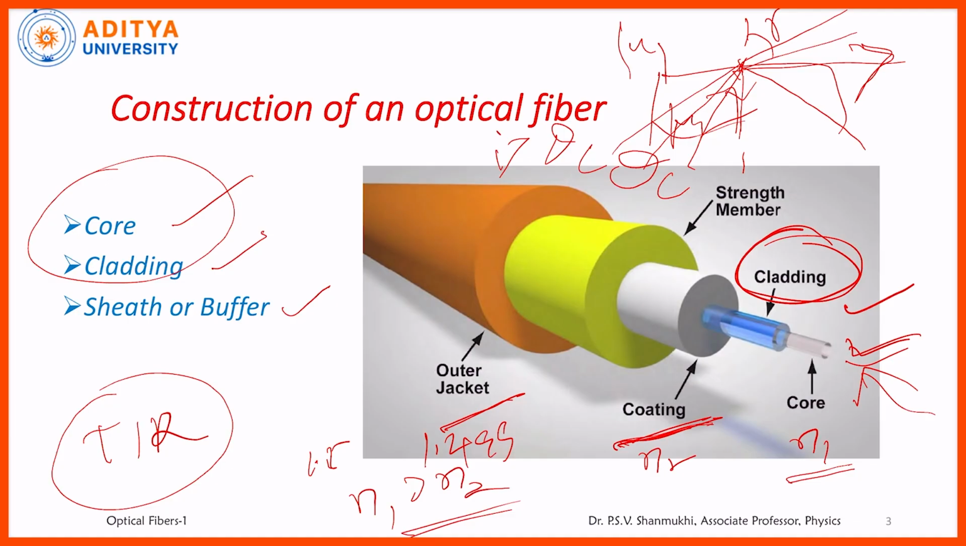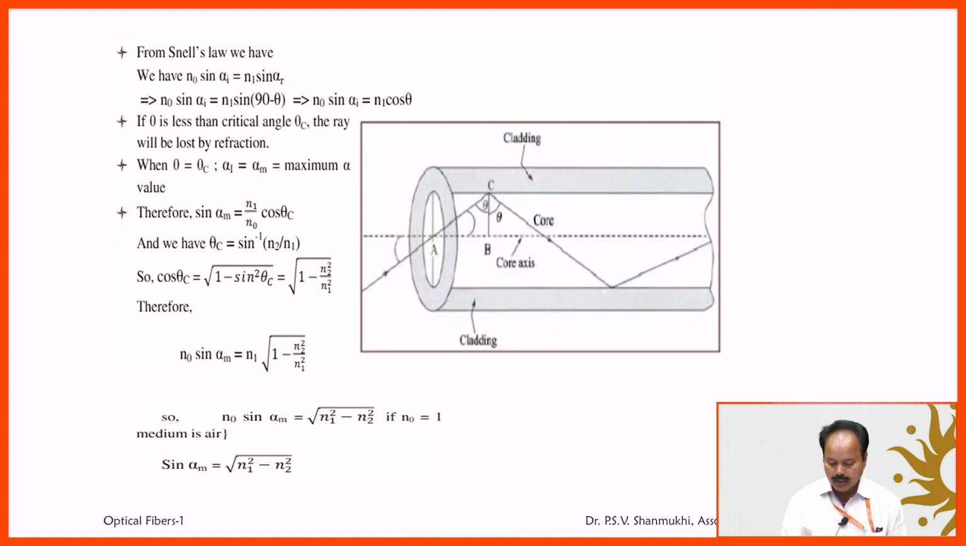You observe the core refractive index N1 and the cladding refractive index N2, and N1 is greater than N2, which means the core is the denser medium and the cladding is the rarer medium. So the light is traveling from denser to rarer, it will satisfy the total internal reflection, so that it undergoes total internal reflection within the core itself.